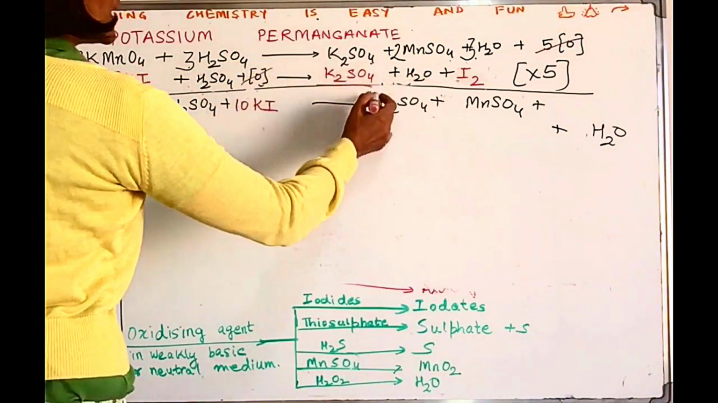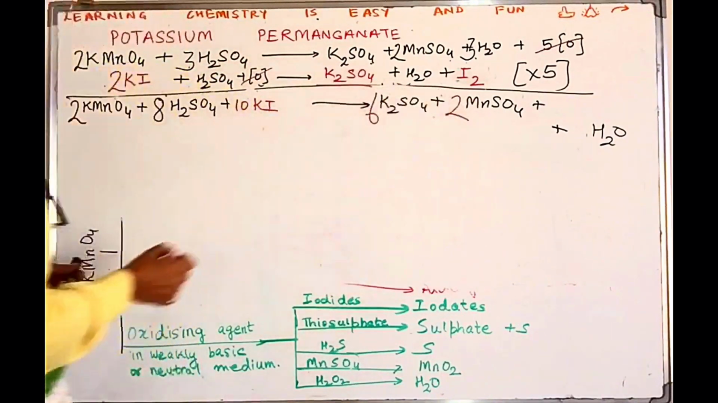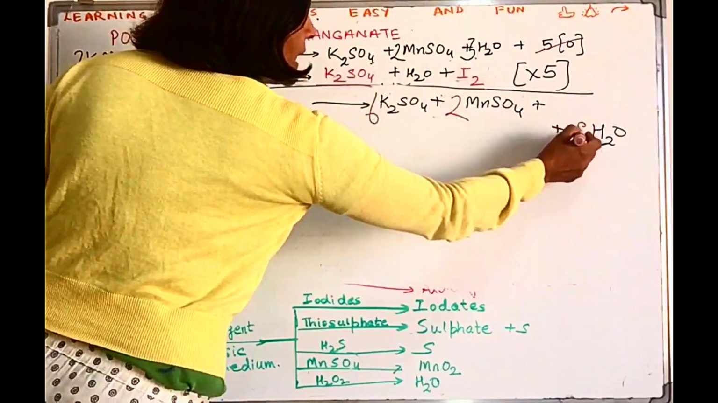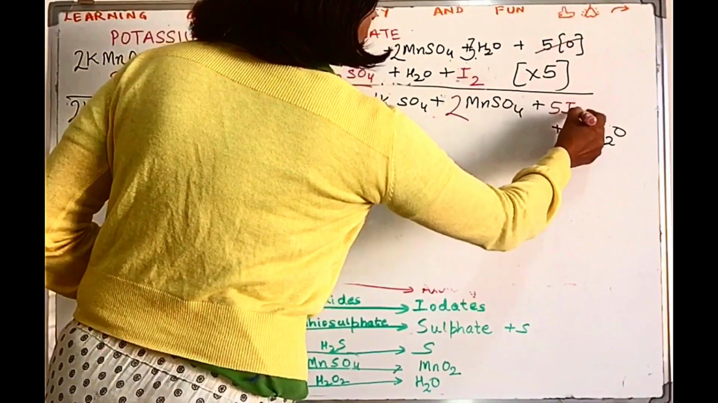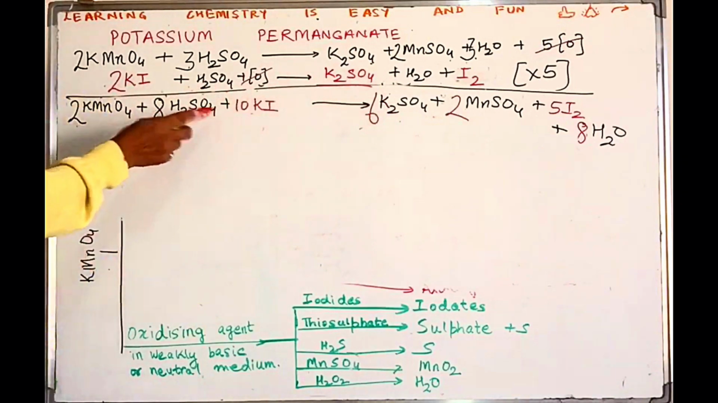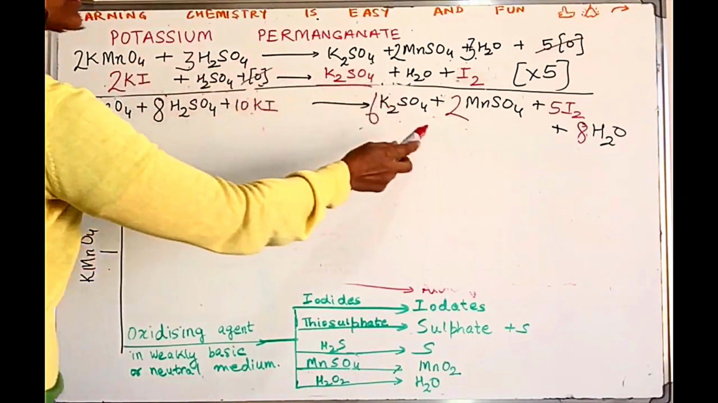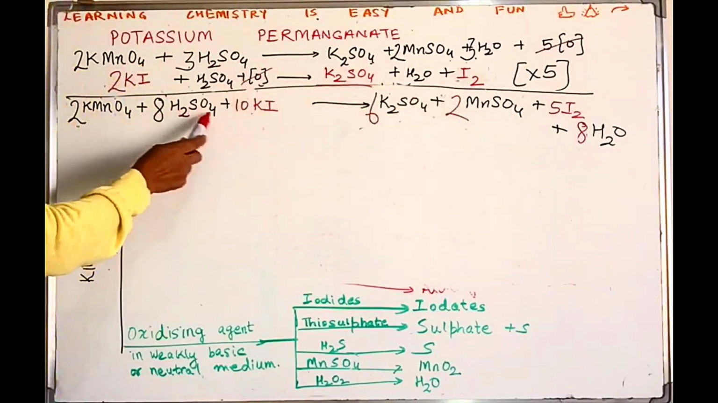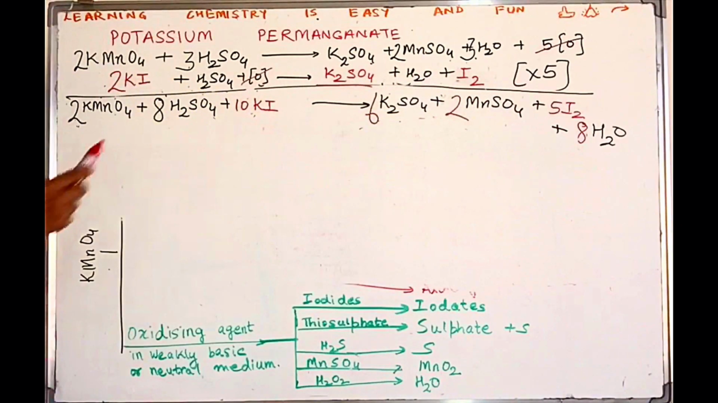K2SO4, 5 plus 1 gives me a 6 K2SO4. MnSO4 twice. Water, 5 plus 3 gives me an 8. What about iodine? 5 I2. Right? Let's check, are we on the right track or not? 10 plus 2, 12 potassium, 6 times 2, 12. Manganese 2, oxygen 4 times 2, 8. Oxygen we'll have 8. Sulfate 8, sulfate we've got 6 plus 2, 8. Iodine 10, we've got iodine 10. Hydrogen 16, we've got hydrogen 16.